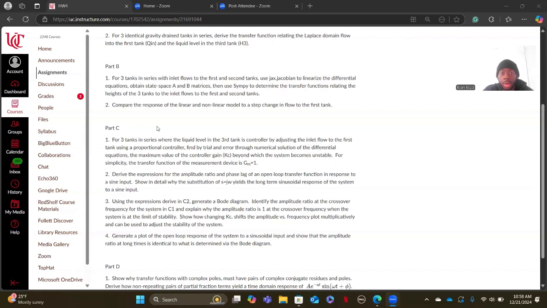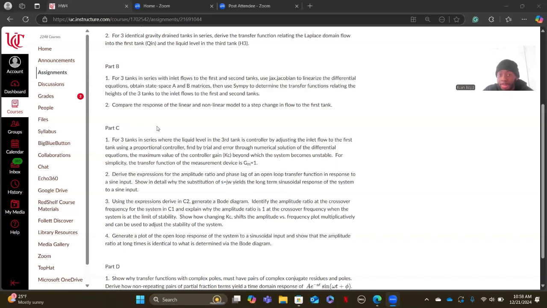Later on, we'll be deriving an amplitude ratio and phase lag of an open loop transfer function. Let's get started with this. At the end of all this, we will be drawing a Bode diagram in Python as well, visualizing the controller, the phase shift, and the amplitude versus frequency plot, and that's basically it.